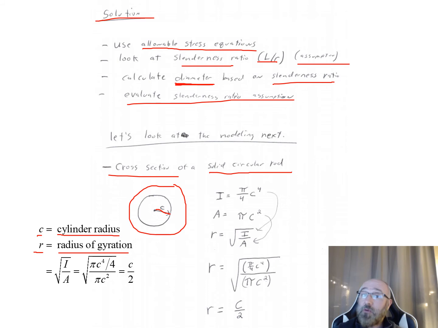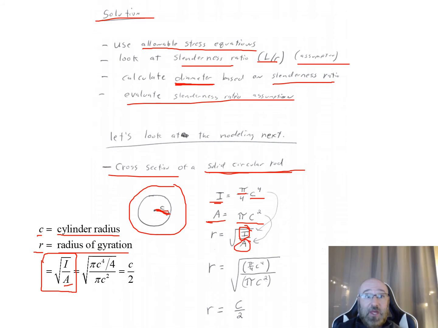Our equation for radius of gyration is given to us as the square root of I over A. For a solid circular rod, what is our equation for I? I is going to be pi over 4 times C, which is the radius of the circle, to the 4th. And what is our A? For the denominator, A is the area, which is pi times C, the radius, squared. So we can plug this relationship for I into our numerator and this relationship for A into our denominator.